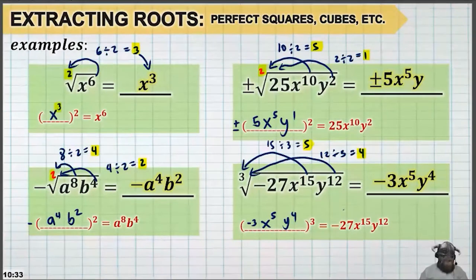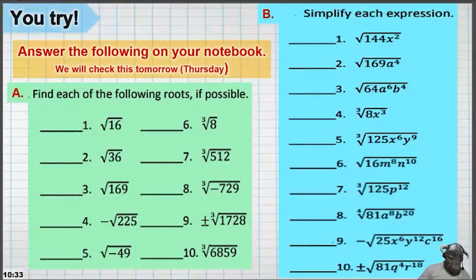For you to practice this one, I'll be giving you this exercise worksheet. You can take a screenshot of it right now.